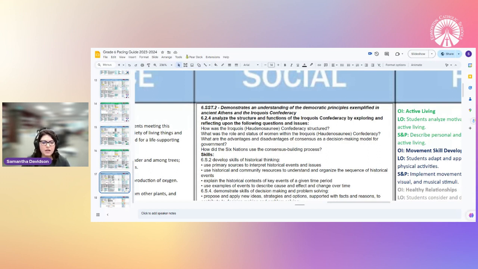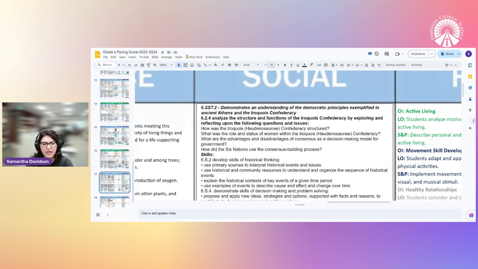I suggest, again, explaining to the students that the Iroquois term is French, and the Haudenosaunee have identified themselves as the Haudenosaunee Confederacy. So really important that anytime we're talking about it, we are using that Haudenosaunee term. And we're truly looking at this as a democratic case study.